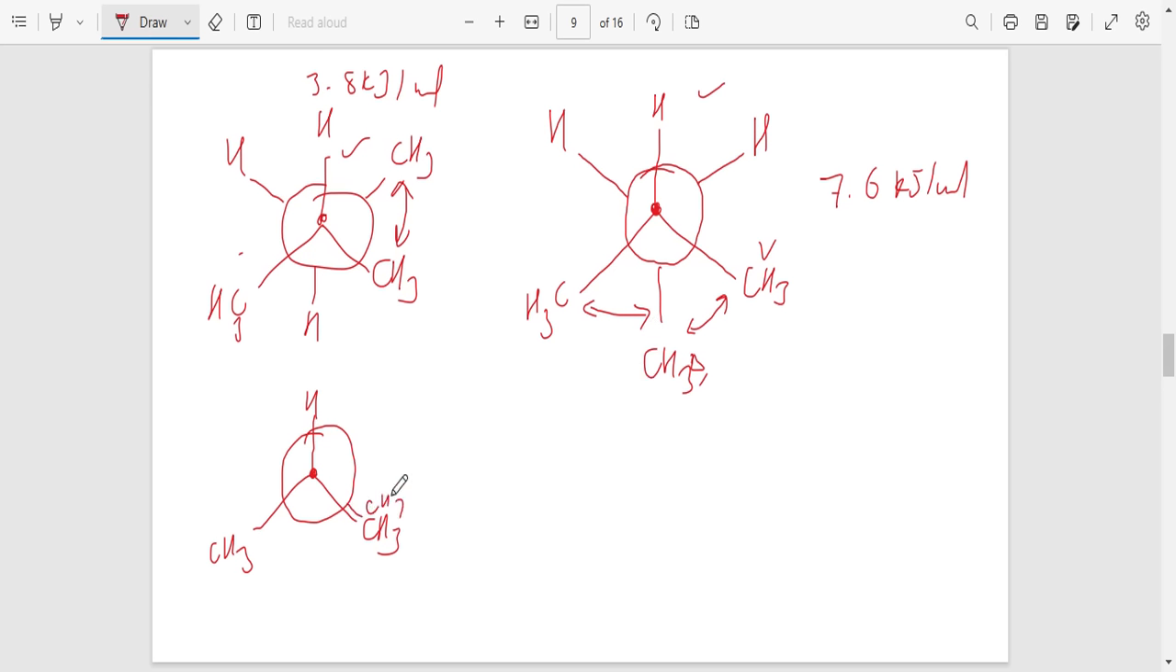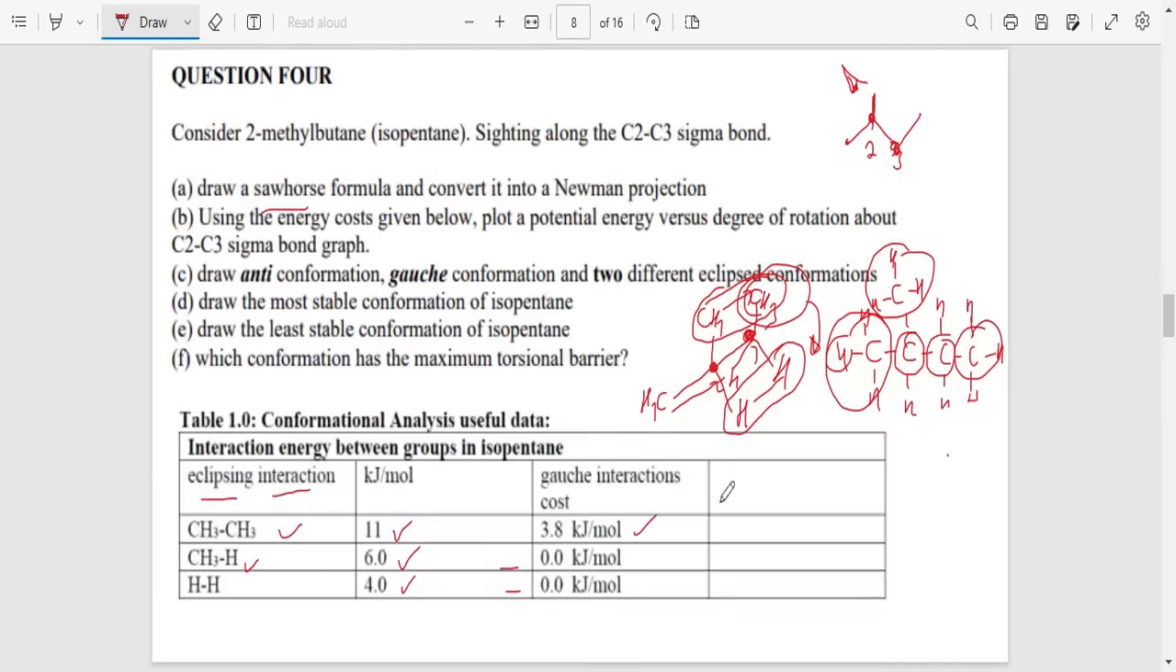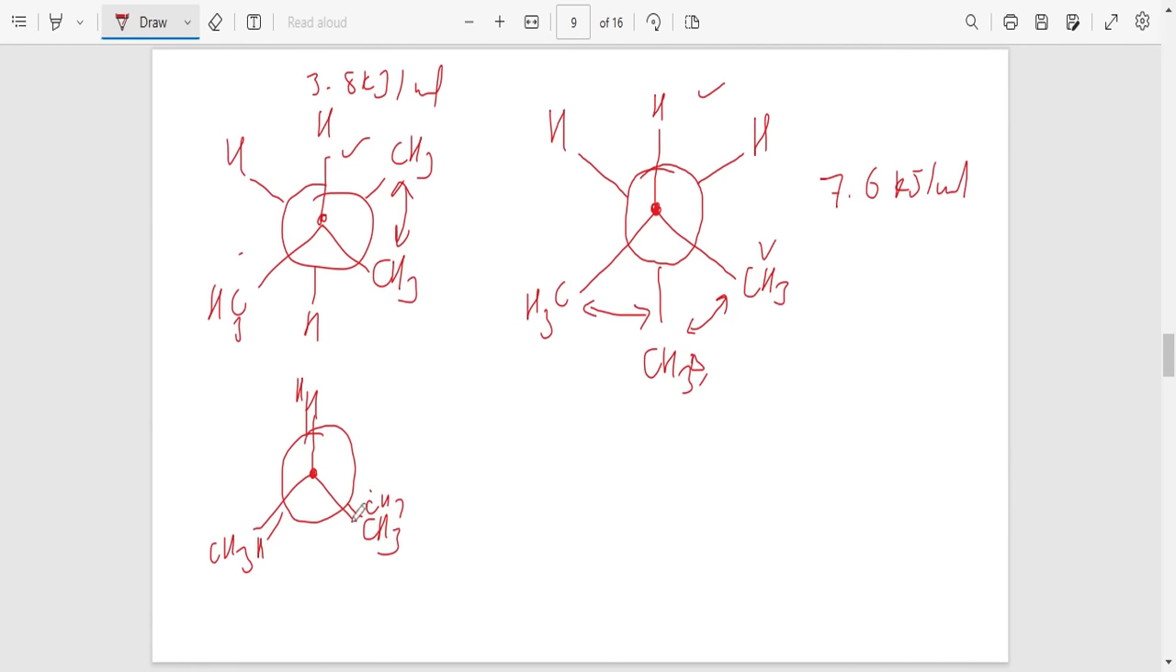It's behind us, and now I'm just putting it there, though we will not be able to see it. And then the other hydrogen is behind there, and the other hydrogen is behind here. Now, we've already seen the energies. The CH3-CH3 eclipse gives us 11, CH3 to H is 6, and H to H is 4. So meaning what? CH3 to CH3 here we have 11 kilojoules per mole. H to H eclipse is 4 kilojoules per mole, and CH3 to H is 6 kilojoules per mole.